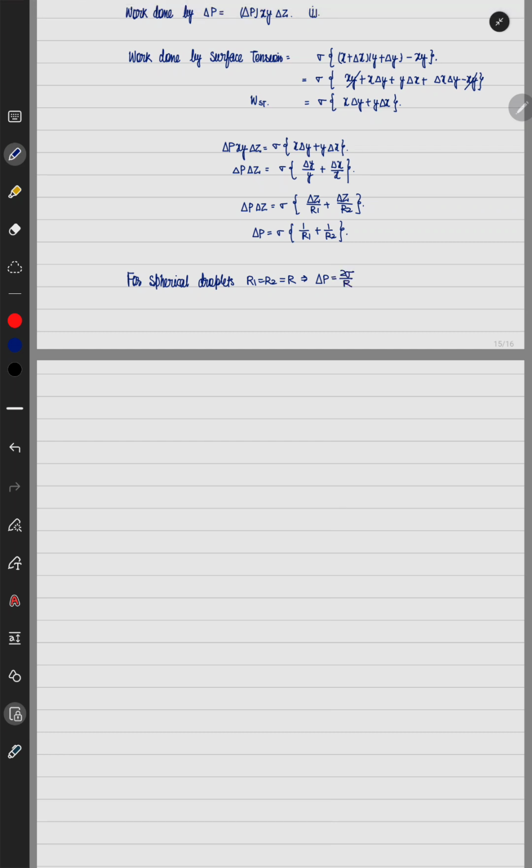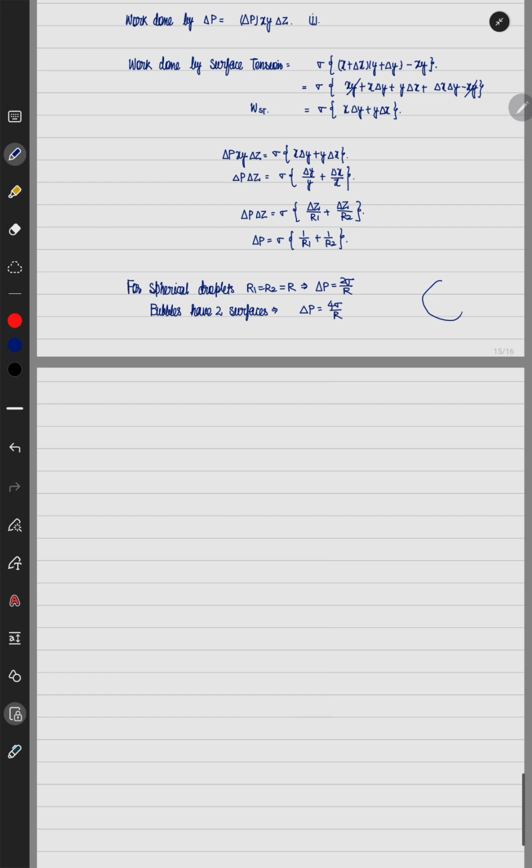Okay, for the bubbles we have two surfaces associated with it. Bubbles have two surfaces. This implies that delta p is equal to 4 sigma by r, because for one surface I have seen, and for the two surfaces, this is the structure of the bubble. So for the two surfaces, this is the first, this is the second, we will say delta p is equal to 4 sigma by r. Okay, this is something we obtain.